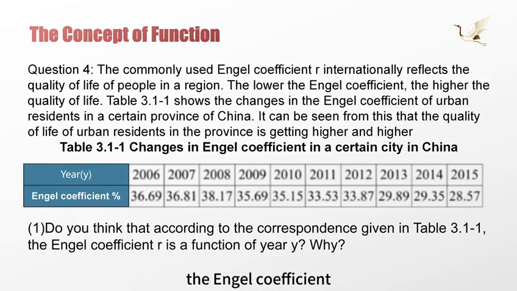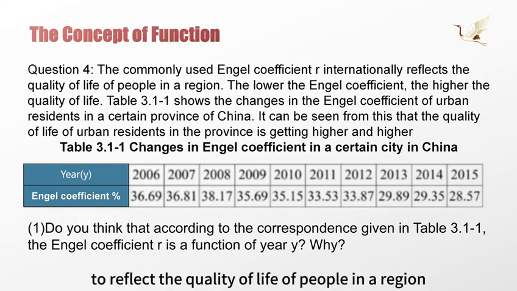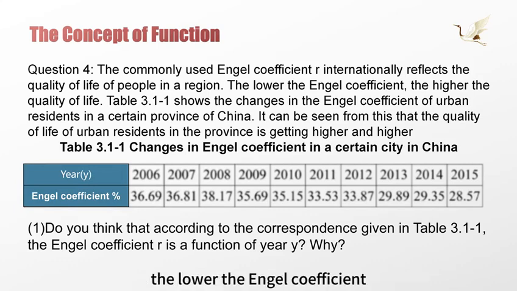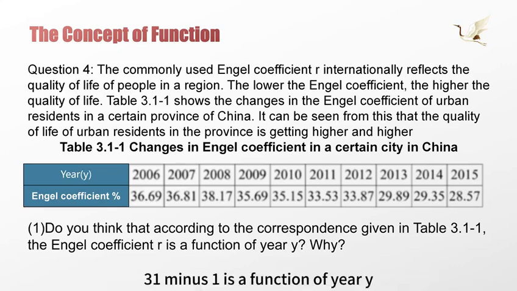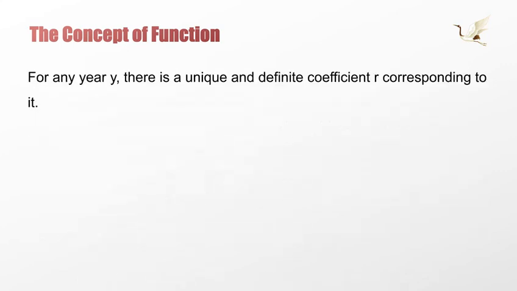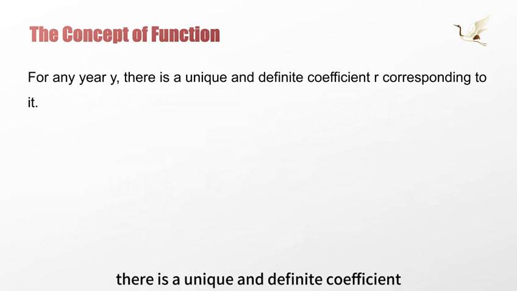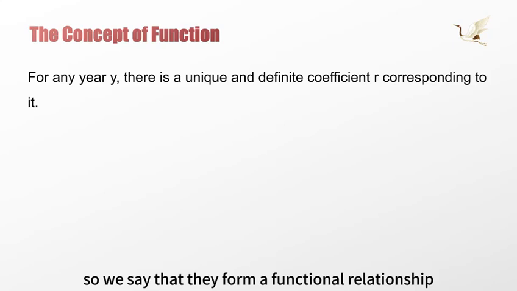The Engel coefficient R is commonly used internationally to reflect the quality of life of people in a region. The lower the Engel coefficient, the higher the quality of life. Table 3.1-1 shows the changes in Engel coefficient of urban residents in a certain province of China, indicating that the quality of life for urban residents in the province is getting higher and higher. Do you think the Engel coefficient given in Table 3.1-1 is a function of year Y? Why? Let's explain it from the definition of junior high school. Because for any year Y, there is a unique and definite coefficient R corresponding to it. So we say that they form a functional relationship.